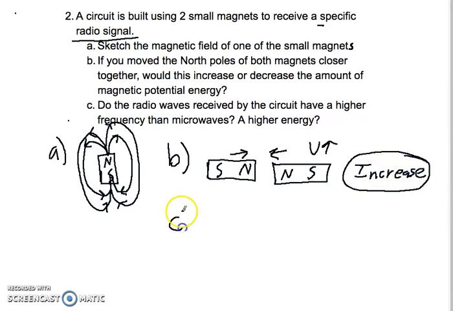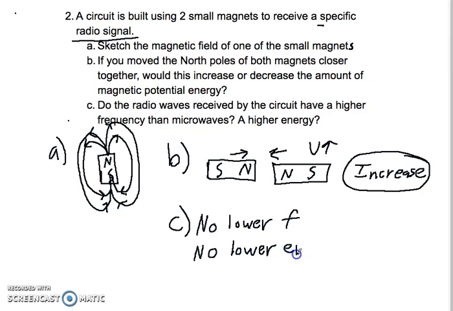And the last one: do the radio waves received have a higher frequency than microwaves, and a higher energy than microwaves? If you flip back to the table in your notes, do they have a higher frequency? No, they actually have a lower frequency. Radio waves have the lowest frequency of any of the types. And no, they also have a lower energy. Radio waves have the lowest frequency and the lowest energy, so it's no to both of those.